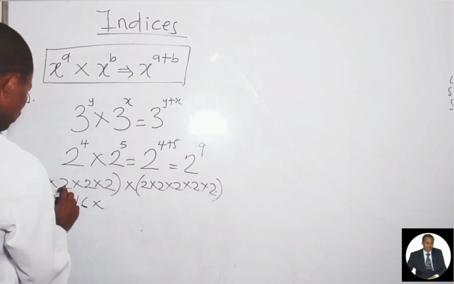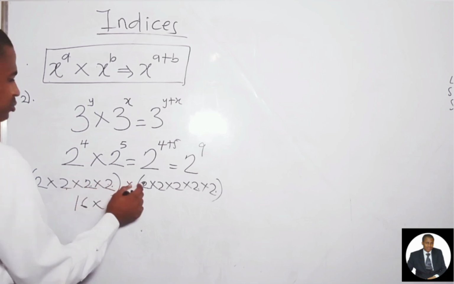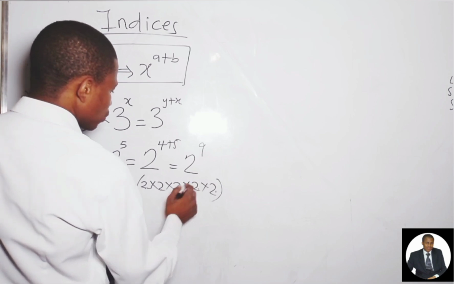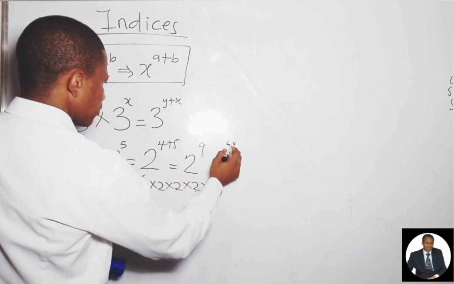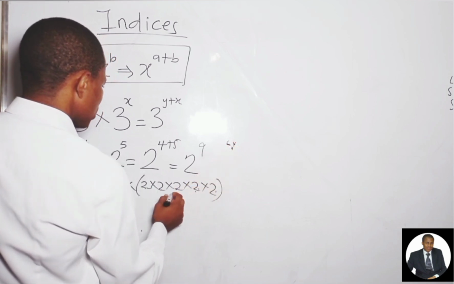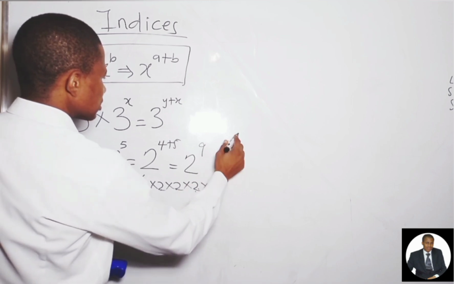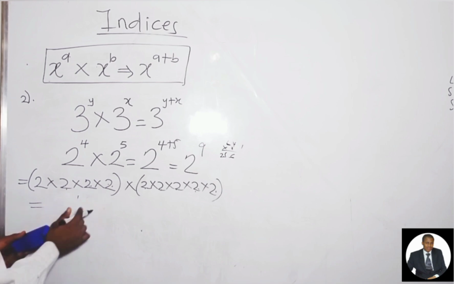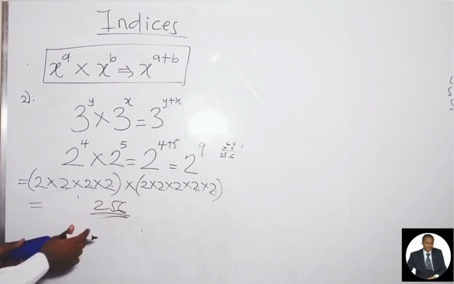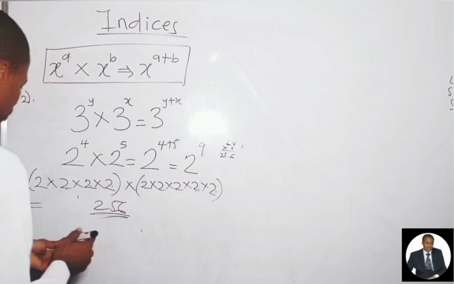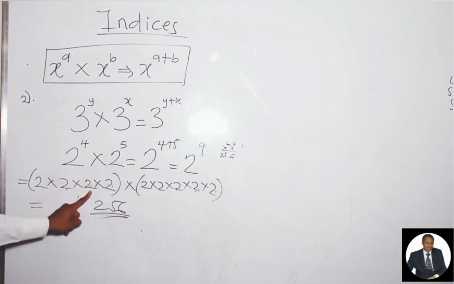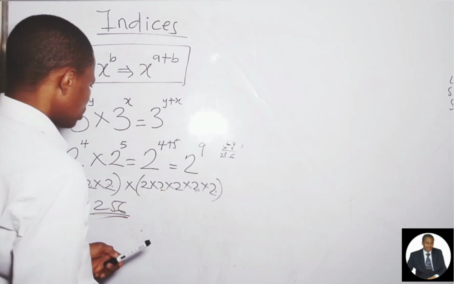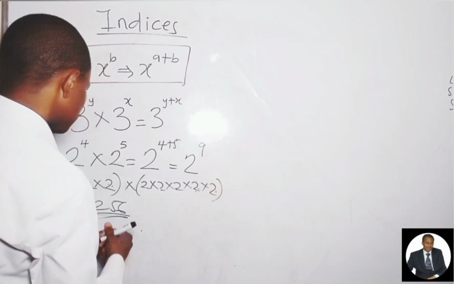2 times 2, 4, 4 times 2, 8, 8 times 2, 16, 16 times 2, 32, 32 times 2, 64. 64 times 2, that will be 128. Okay, sorry, there's a mix up there.